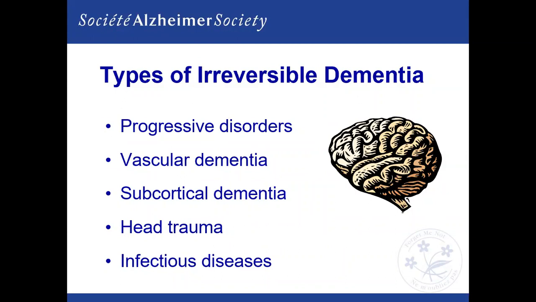And of course, there's also irreversible forms of dementia caused by infectious diseases like AIDS or HIV dementia. Even though these are quite rare, it's still important to know that they can be progressive conditions that are irreversible.